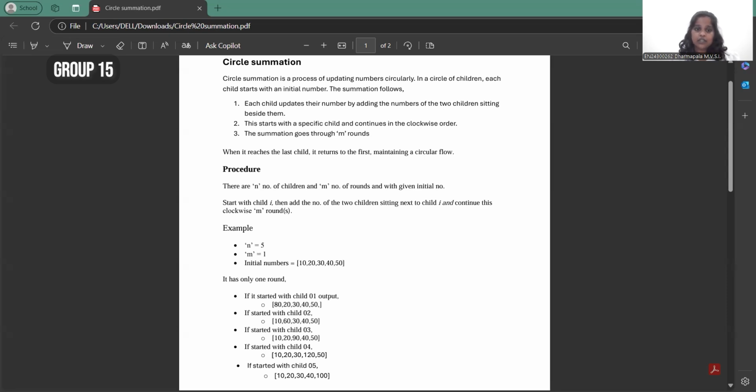Let's look at an example. Suppose there are 5 children and only one round, with initial numbers 10, 20, 30, 40, and 50. If the process is started with child 1, the output becomes 80, 20, 30, 40, 50, as child 1 adds the numbers from the 2 children beside him. If it is started from child 2, it changes to 10, 60, 30, 40, 50, and so on, depending on which child initiates the process. This exercise demonstrates how a simple rule can create complex patterns in data when combined with circular structures.